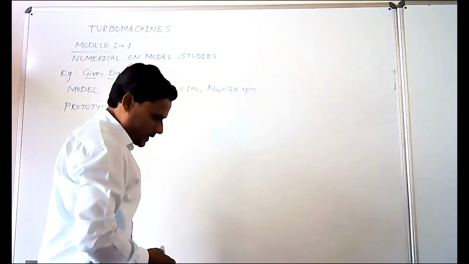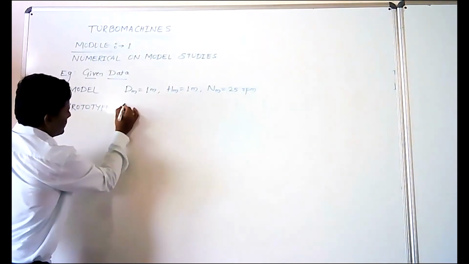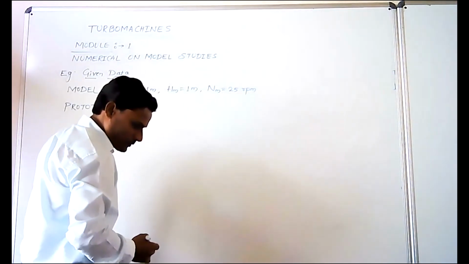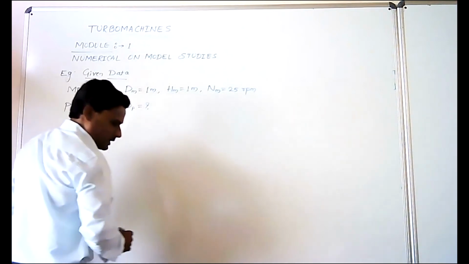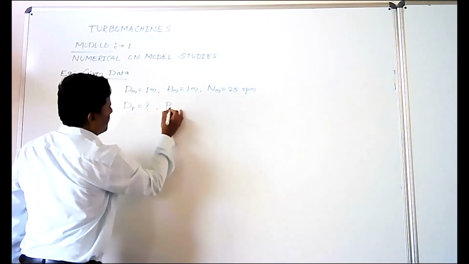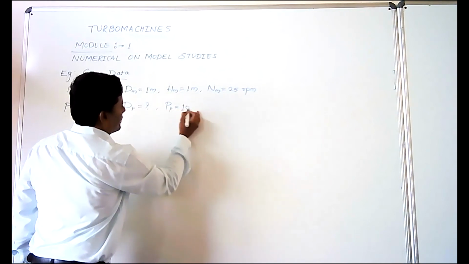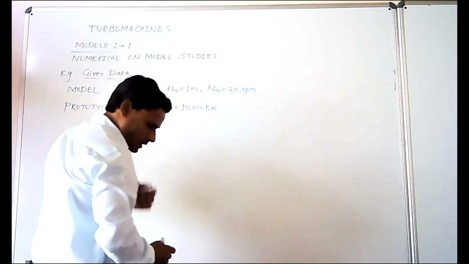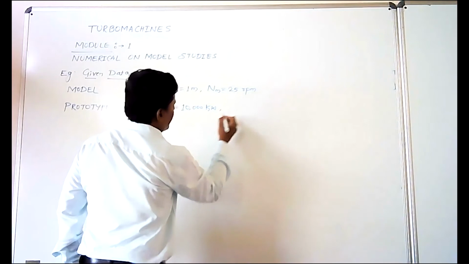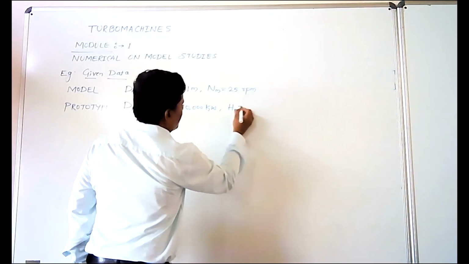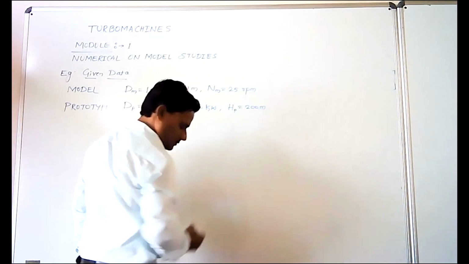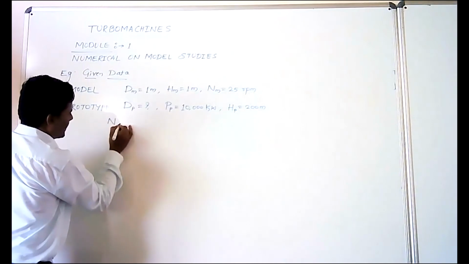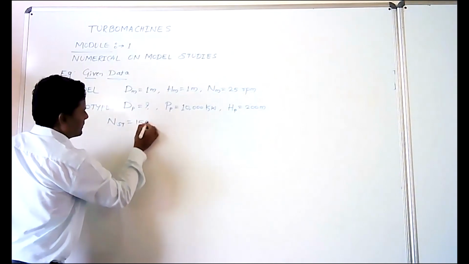What should be the diameter of the prototype? dp equals how much? If it develops 10,000 kilowatts, Pp equals 10,000 kilowatts. Working head is 200 meters, Hp equals 200 meters. With the specific speed of 150, that is Nst equals 150.